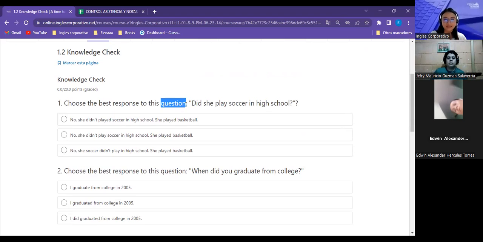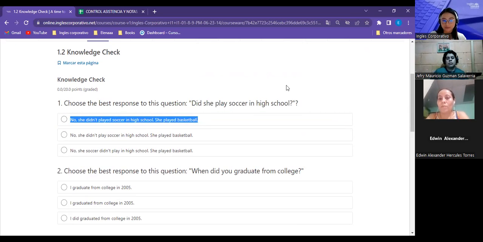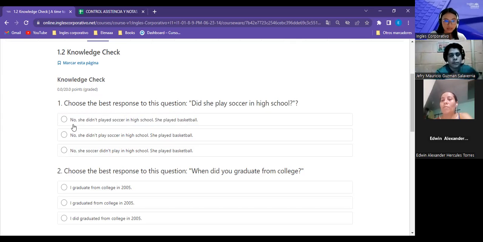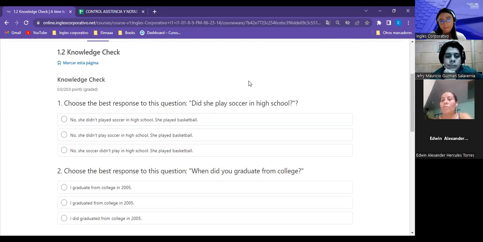¿Qué será esto? This is a question. Miren la respuesta. Is this short or complete answer? It's complete. It's a very, very complete. Aquí usaron toda la información y luego la corrección. You see? She played basketball. ¿Cómo sé entonces cómo responder esto?